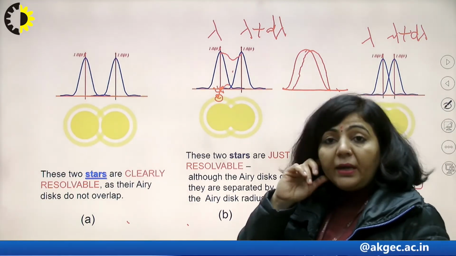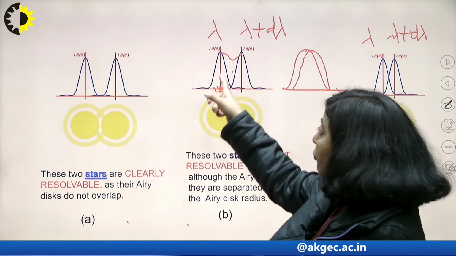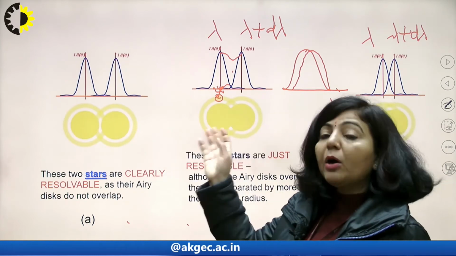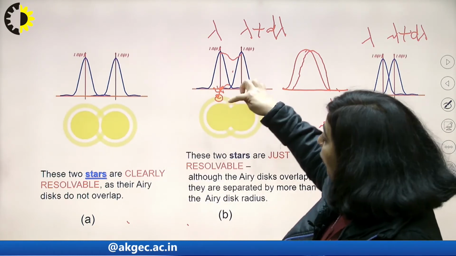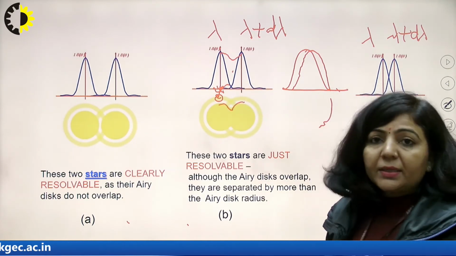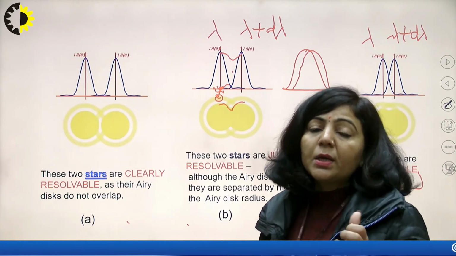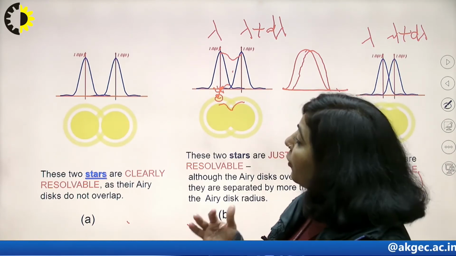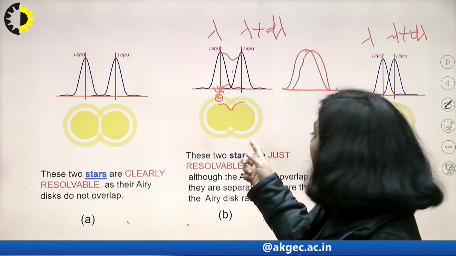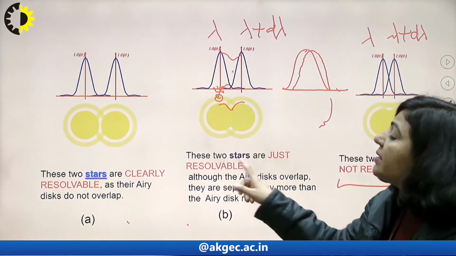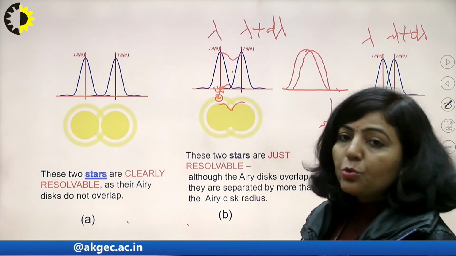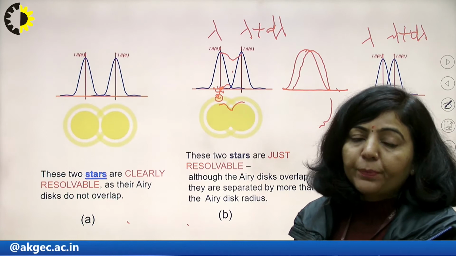But if the Rayleigh criteria is fulfilled, means if the central maxima of the one source is coinciding with the first minima of the other source, then you are going to get this type of dip in the diffraction pattern, and this dip is indicating that instead of a single source, there are two different sources from where you are getting these peaks, from where you are getting this type of diffraction pattern. So you can see here, these two stars are just resolvable. This particular point where this Rayleigh criteria is fulfilled, that is known as the point of just resolution, right?